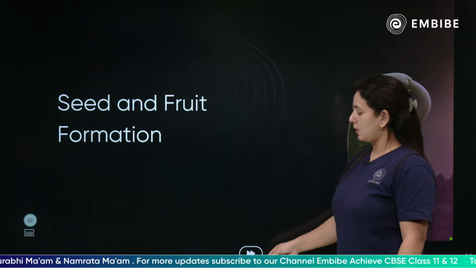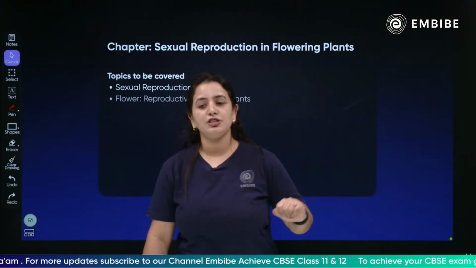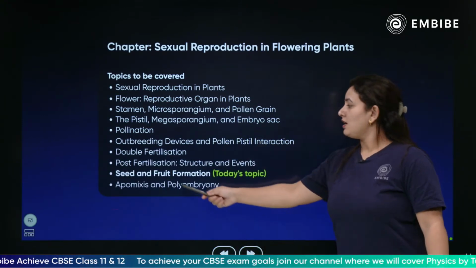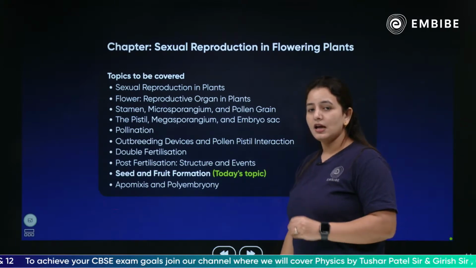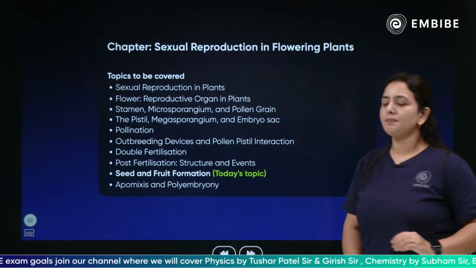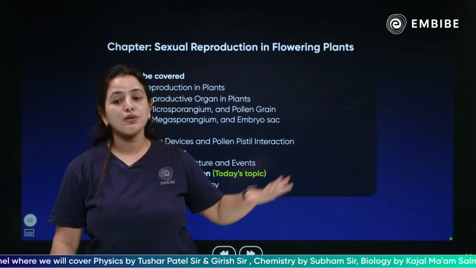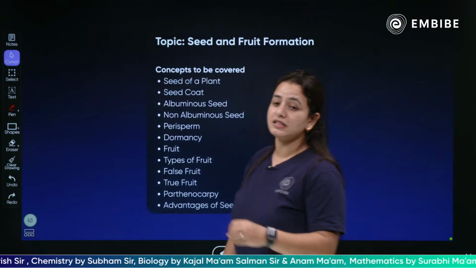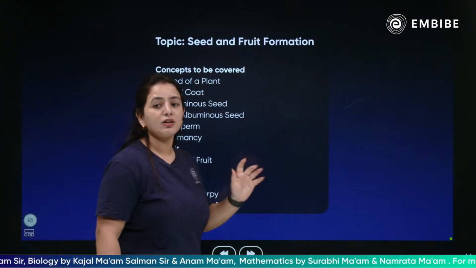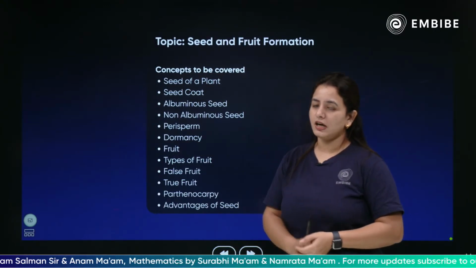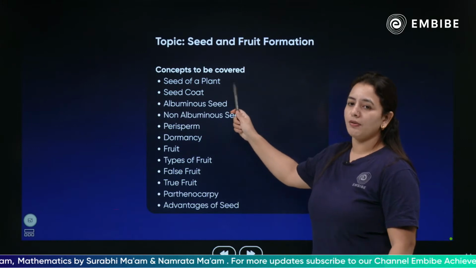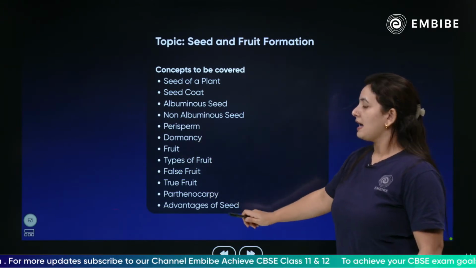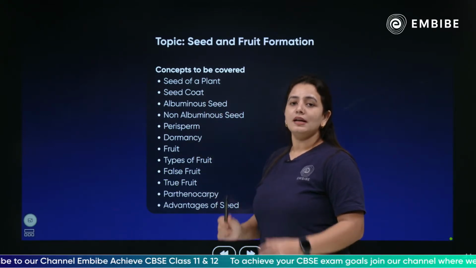Let's start today's chapter, seeing what we have to learn today. The chapter is sexual reproduction in flowering plants. We have already covered all the topics, and we are still on seed and fruit development and seed formation. After this session we are going to discuss apomixis and polyembryony also. Today's concept is totally related to seed and fruit formation: what kind of seed is present and what kind of fruit is developed after fertilization. The concepts to be covered involve the seed of a plant, seed coat, albuminous seed, non-albuminous seed, perisperm, dormancy, fruit, types of fruit, false fruit, true fruit, parthenocarpy, and the advantages of seed. All these concepts will be covered in today's lecture.